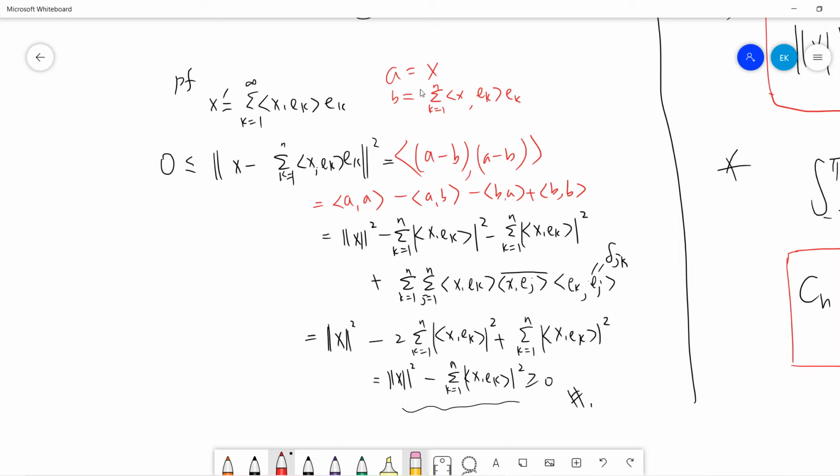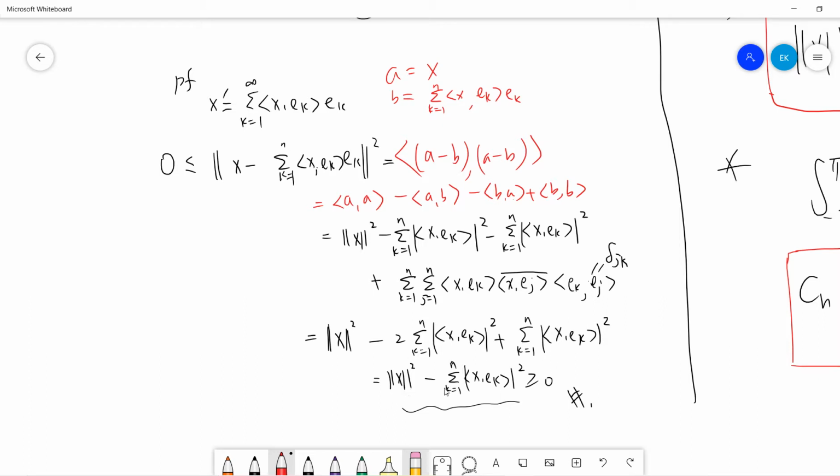So the first term is the norm of x squared, the second term is a dot with b, so this is the sum of (x dot ek) squared. And ba is the same, the sum of (x dot ek) squared. And this is the cross term. Remember the cross term has two sums. But we already said that the ek are orthonormal, so ek dot ej will be delta jk. So by definition, it becomes this.